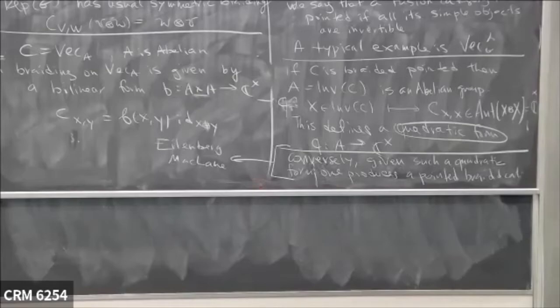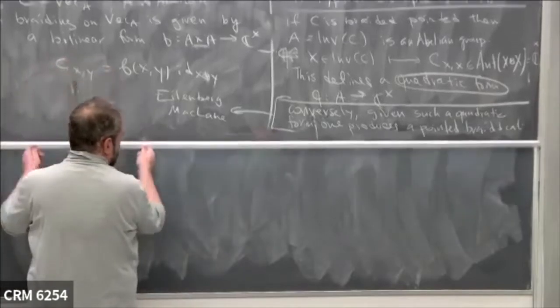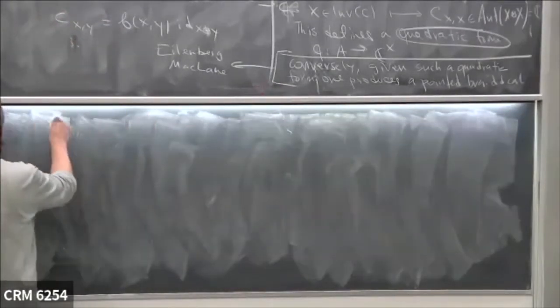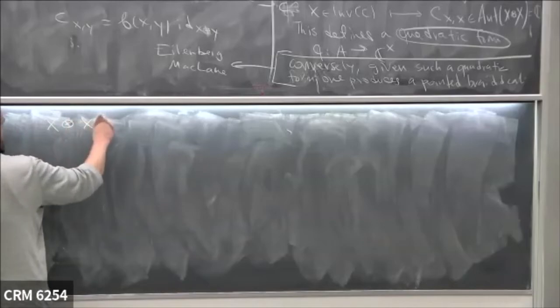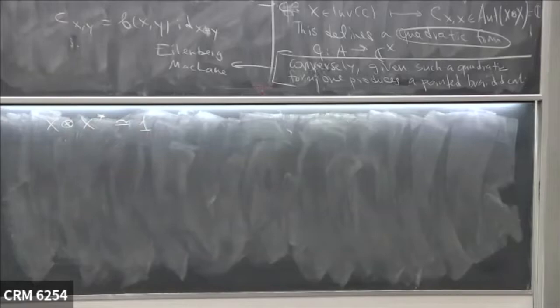What does it mean to be invertible for an object? Yes, a good question. Invertible with respect to the tensor product. X is invertible if X tensor X inverse is actually isomorphic to the unit object 1, in which case the evaluation and coevaluation maps are isomorphisms. If an inverse exists, it must be like this because of the evaluation.